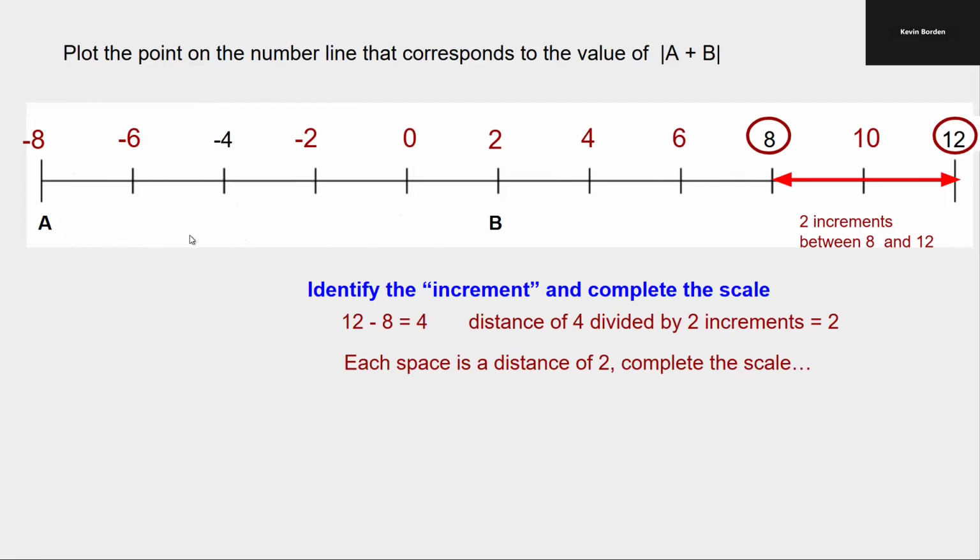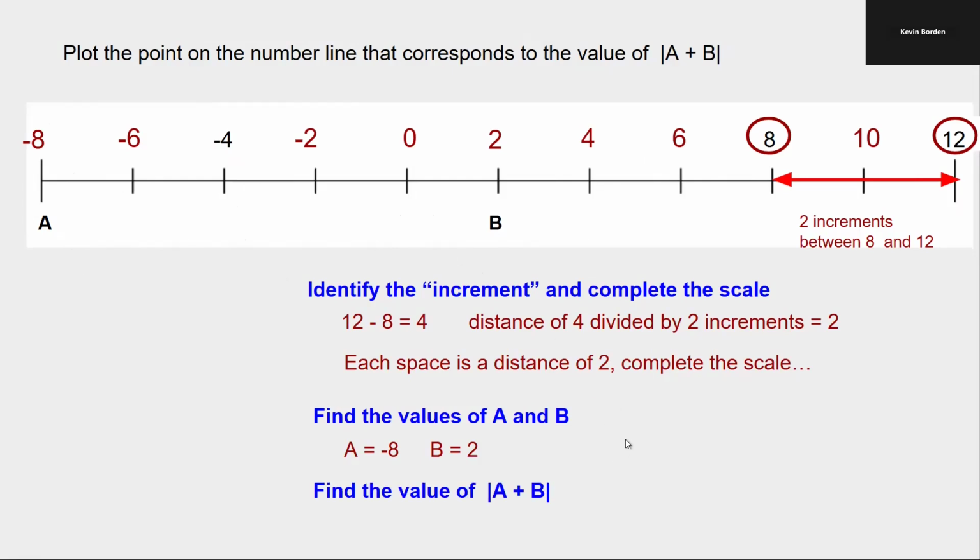That makes it easy to figure out what A and B are. A is -8 and B is +2. Now we can move on to the math portion of this question. Find the absolute value of A plus B.